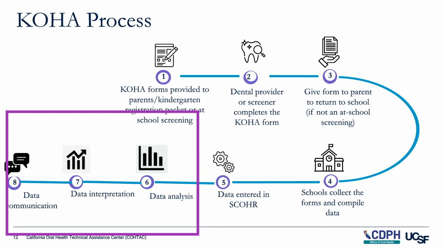After that, schools collect all the forms. Then step 5, schools enter the data in SCORE. So SCORE is the state's reporting system. Finally, steps 6, 7, and 8 are analysis of the data, interpretation, and communicating the collected data. Slide 7, next slide.